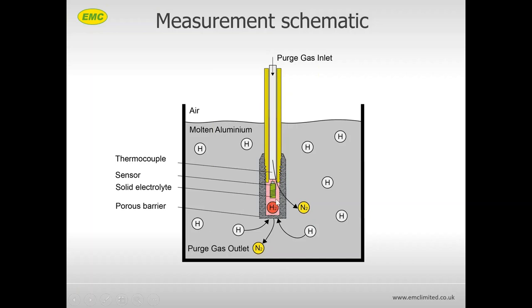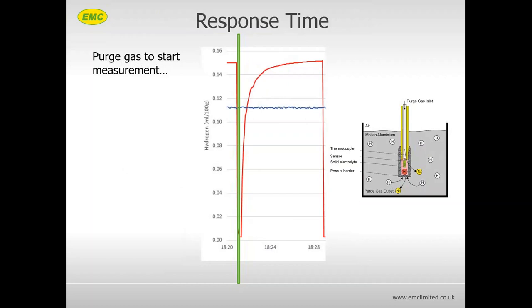See the chamber with the sensor sitting inside the chamber. The hydrogen will diffuse through the graphite cap into the measurement chamber. There's also a thermocouple, which isn't shown there, which provides a simultaneous readout of the temperature. It's a diffusion process of hydrogen from the melt through into the measurement chamber, so it's not instant. It takes a certain amount of time.